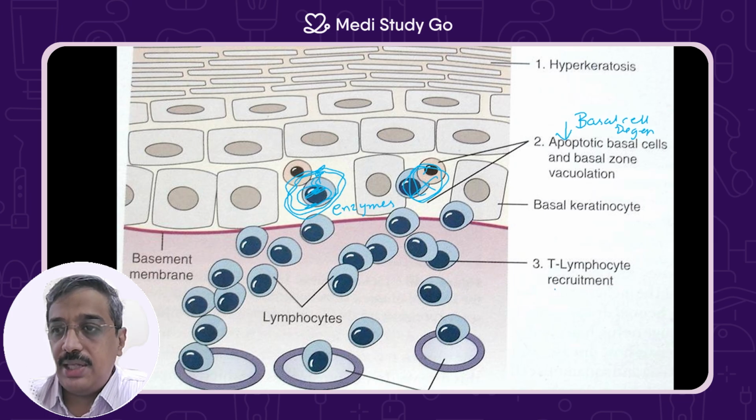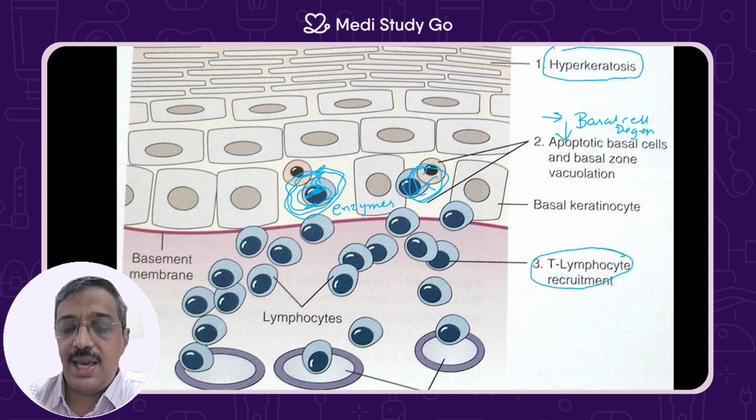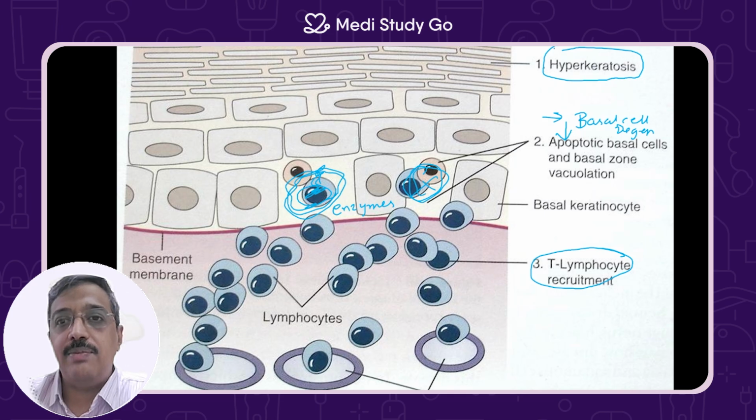So what are the three important features of lichen planus? If someone asks you, the first one is a band of inflammatory cell infiltrate, which leads to basal cell degeneration. And to protect the epithelium, you will have hyperkeratosis. These are the three characteristic features of lichen planus.